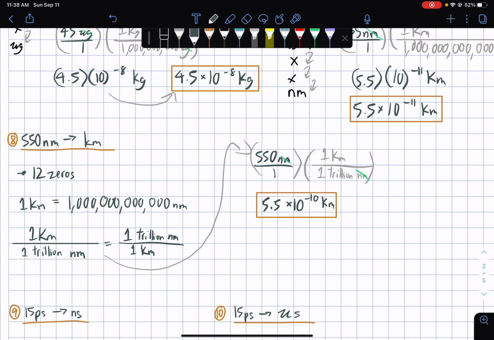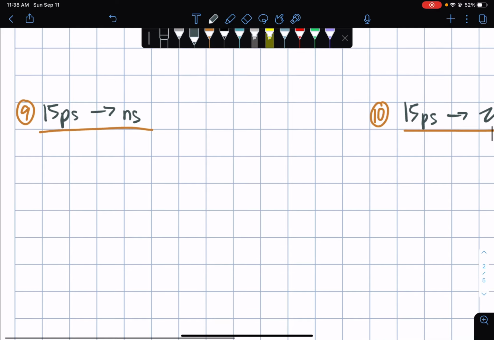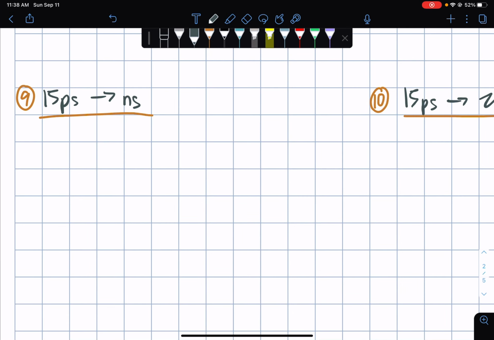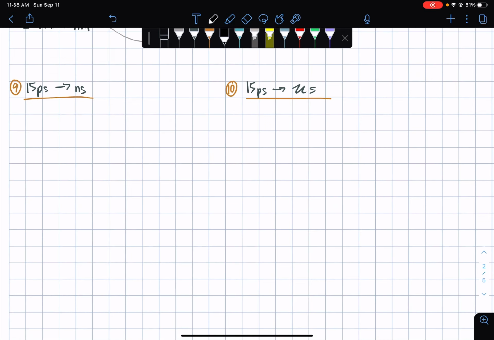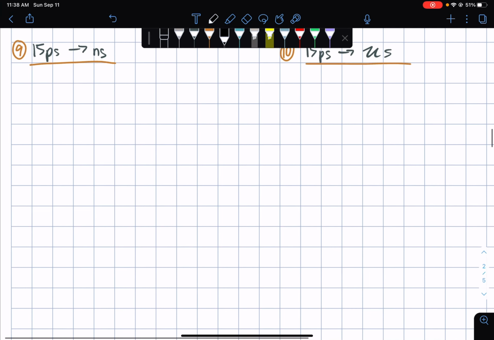Let's move to number 9. 15 picoseconds to nanoseconds. This is another value. Let's list everything to recall. PS is a very brand new unit. We haven't discussed this in the previous video. We only ended up at the nano suffix unit. So let's write them all.